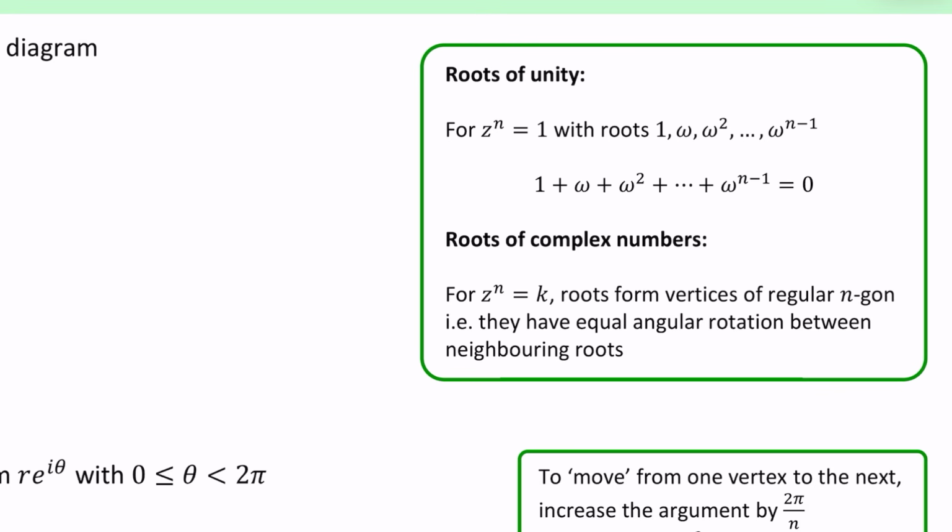If you have roots of complex numbers, so instead of z to the power of n being equal to 1, z to the power of n equals k, where k is a complex number, still, the roots will form the vertices of a regular n-gon, like an n-sided polygon, i.e. they have equal angular rotation between neighbouring roots. And that's the same thing with roots of unity as well.